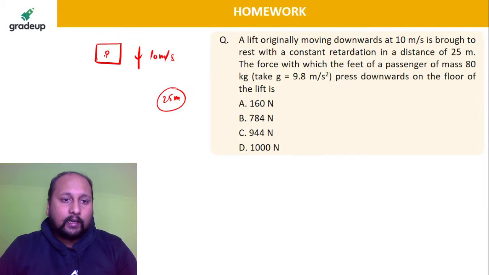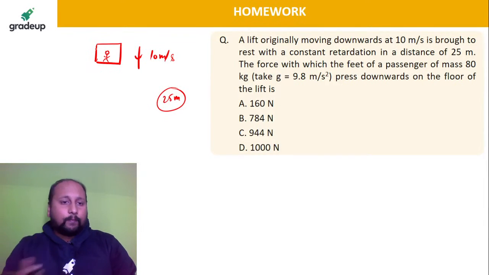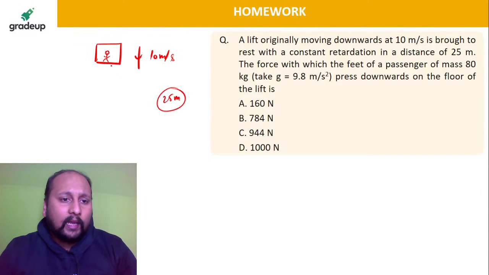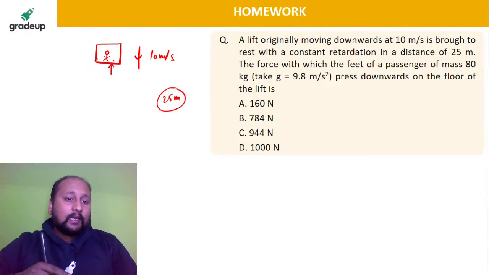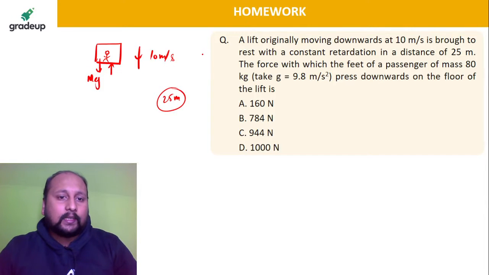That means there is a passenger inside the lift, and he is experiencing some force due to that lift. So basically what we have to calculate is the reaction force which the lift exerts on the person standing. Now let us quickly write: this is your mg and this is a retardation, so it will have minus a in the downward direction.